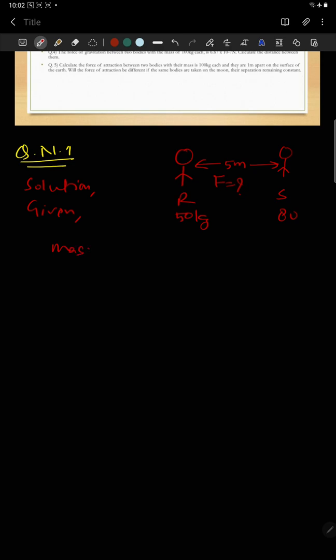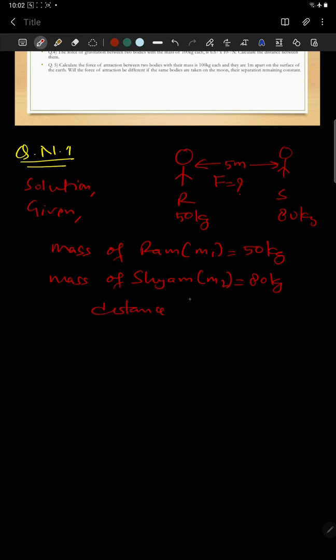Mass of Ram, let's give symbol m1 equal to 50 kg. Similarly, mass of Sam, m2 equals to given 80 kg. And distance between them is small d equals to given 5 meters. Now we have written all the given. Now let us write question.